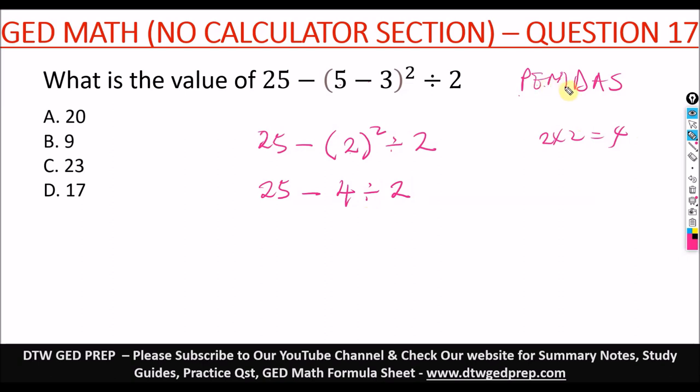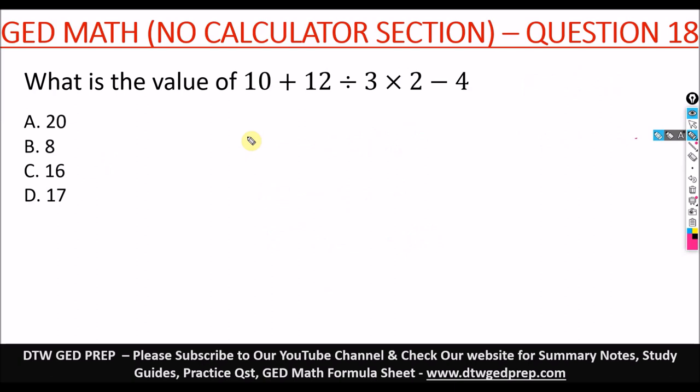After the parentheses, we have multiplication. There's no multiplication here. The next, we have division. There's a division here. So we divide 4 divided by 2. That gives us 2. So we have minus... 25. So next thing, we can just subtract. 25 minus 2 will give us 23. So option C. Okay. So question 18 says, what is the value of this? Okay, so we have to apply PEMDAS here. Since we have so many different operations, we have to apply PEMDAS.